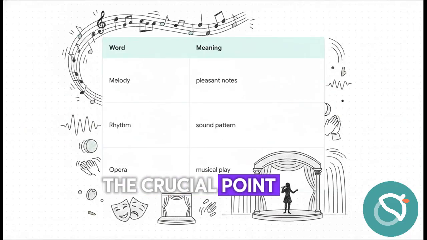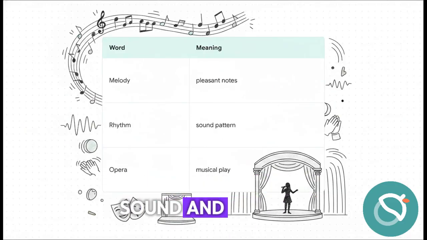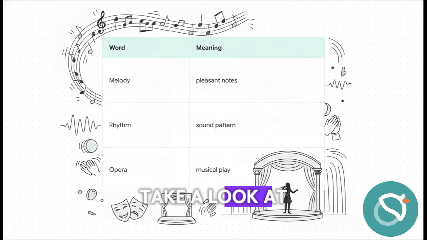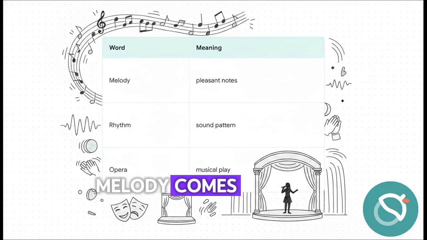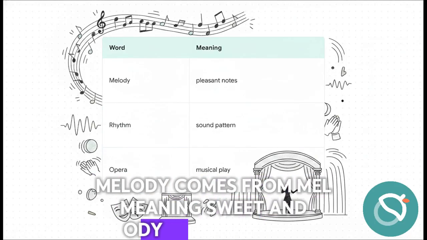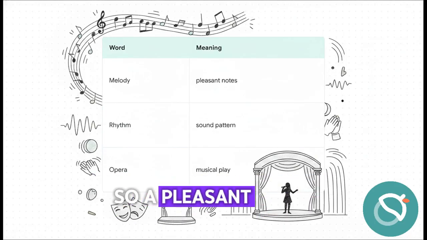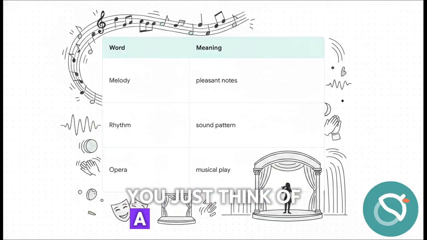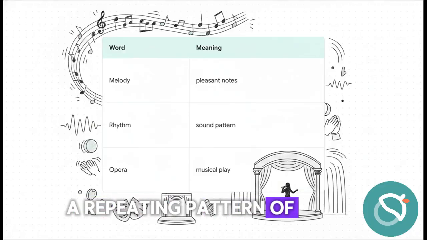So the crucial point here is how you can use sound and memory tips to really nail down this performance vocabulary. Take a look at this breakdown. Melody comes from mel, meaning sweet, and odi, meaning song, so a pleasant series of notes. Rhythm is super easy to remember if you just think of a rhythmic beat, a repeating pattern of sound.